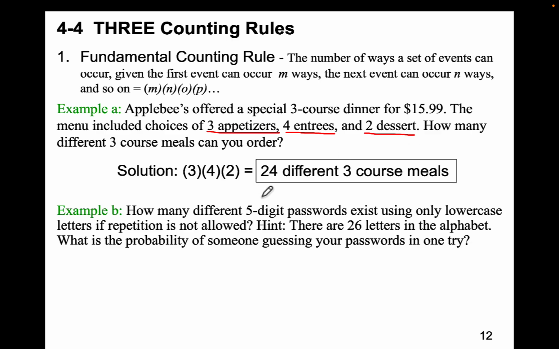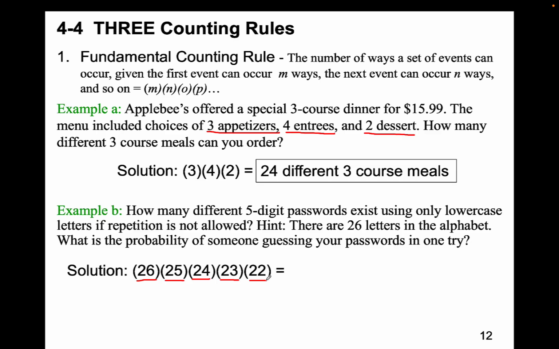Well, when you're creating a 5-digit password, you have 5 decisions to make. The first decision you make, you have 26 letters to choose from. You can't repeat one of those. So the second decision, you've got 25 letters to choose from. Imagine you're making your password and selecting the third letter. Lowercase letter, no repetition, so you've got 24 to choose from. The fourth letter, you've got 23 to choose from. And the fifth letter, you've got 22 to choose from.